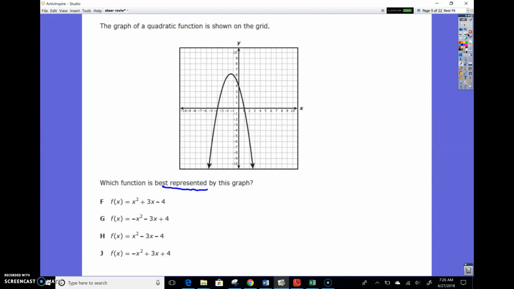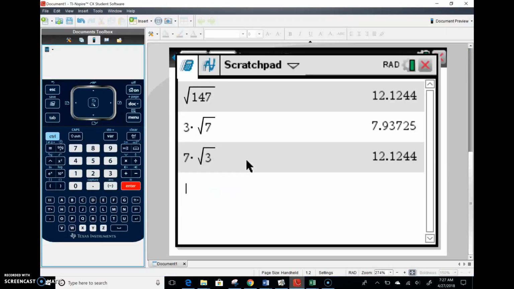Alright, number 4, it says the graph of the quadratic function is shown on the grid. What we do here is, it says which function is best represented. See the word best represented? They use the word equivalent or best represent. So what you do, again, you just use your answer, graph your answer.